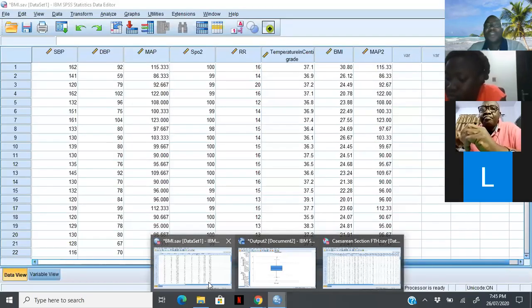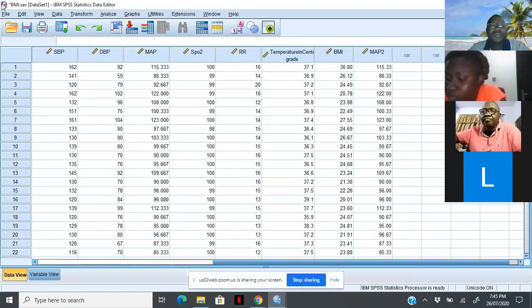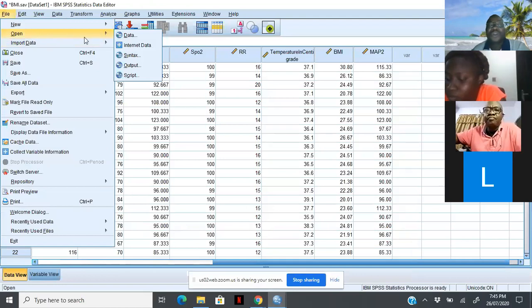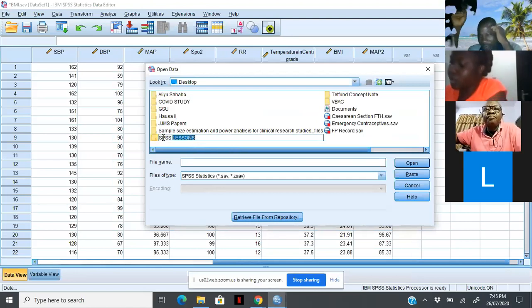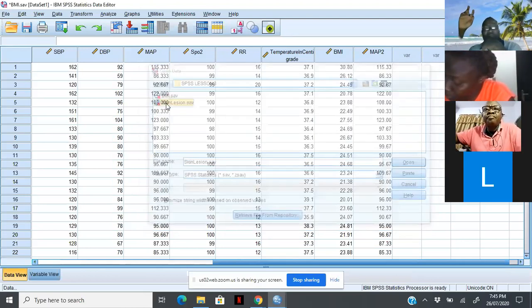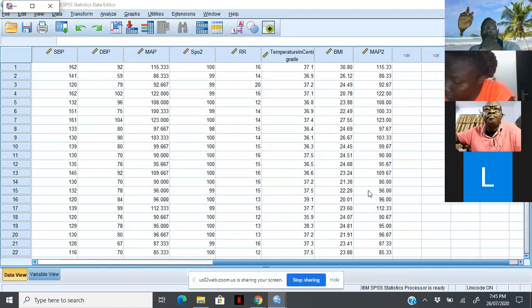Where's skillation? Okay, skillation. Let me get to skillation data. I think you have saved it as SPSS today. If it's already here, just show us so that we can quickly open the SPSS lessons. Yes, that's great.